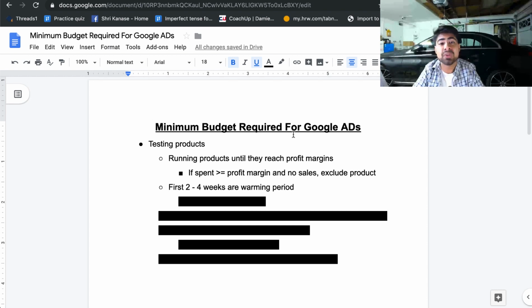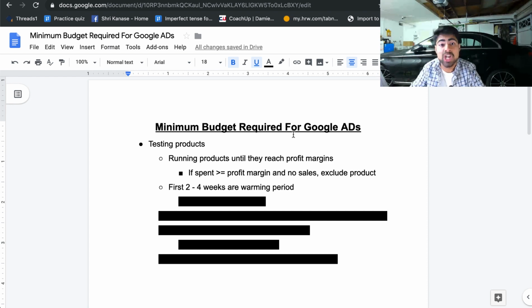So what happens is after we exclude a specific product, Google completely stops showing ads for that product on the search engines. So if somebody is to type in a keyword related to that product and those Google shopping ads pop up, your product will not pop up anymore.